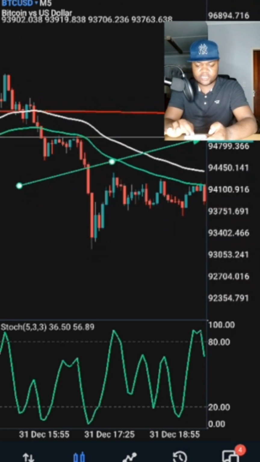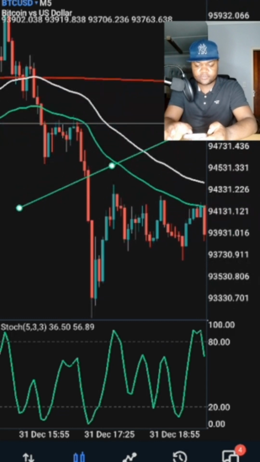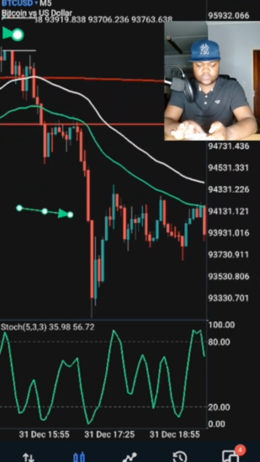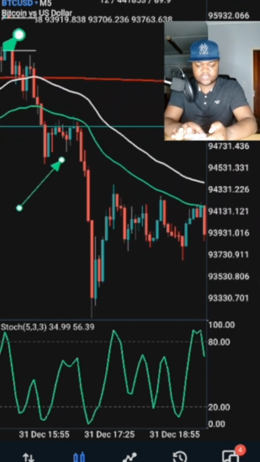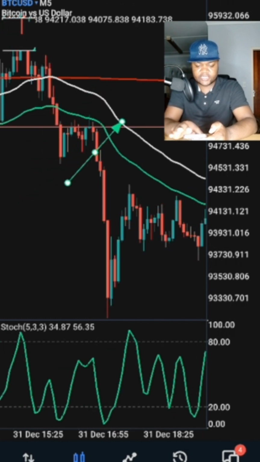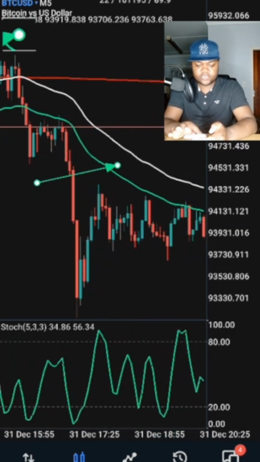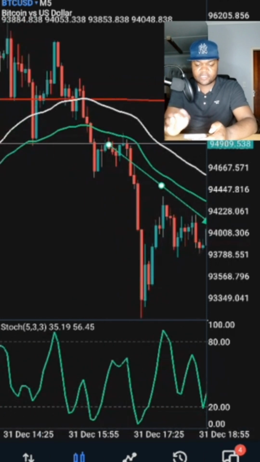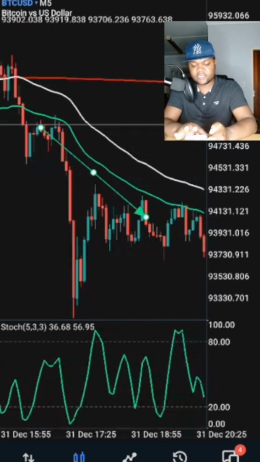You want a candle to close below this lime line. When this happens, you're going to get an entry, and then you hold the trade here. We said our risk or our stop loss is going to be 5 to 10 pips. Then you hold this trade.